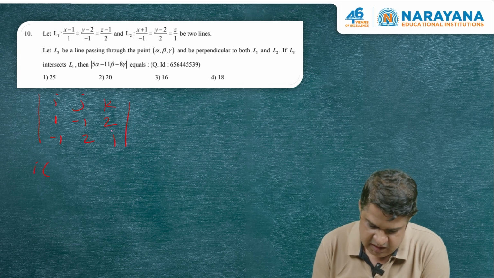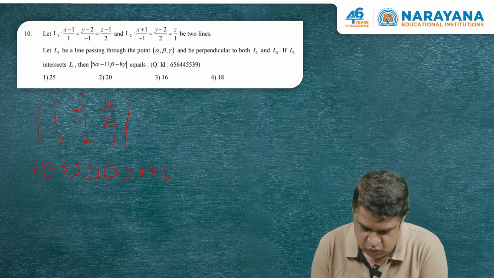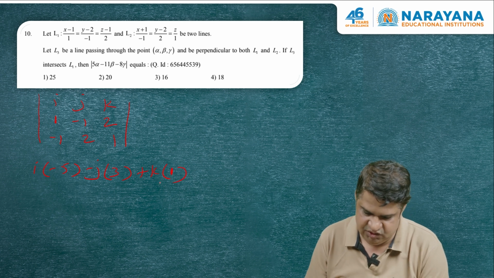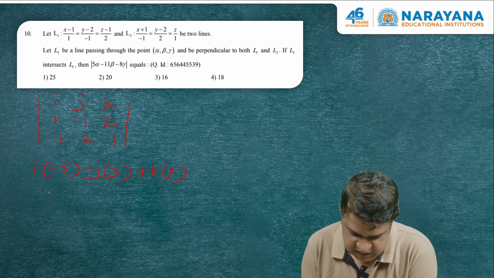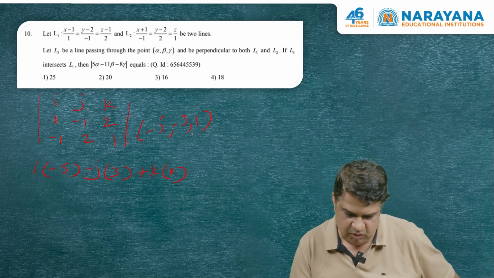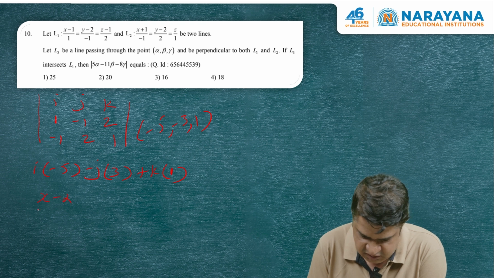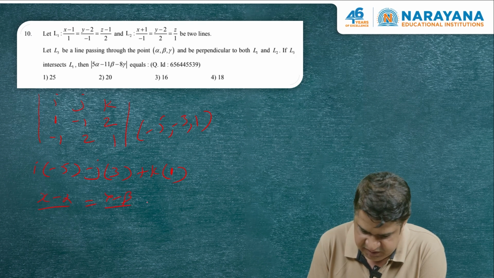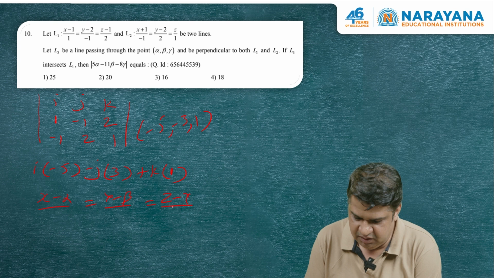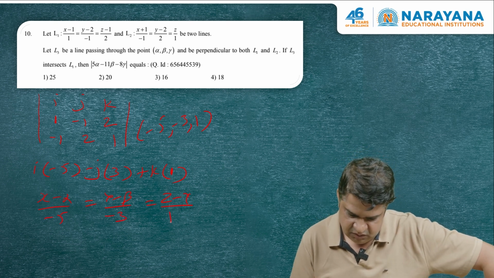i times (-1 - 4), that is -5, minus j times (1 + 2), that is 3, plus k times (2 - 1), that is 1. So the direction ratios we are getting are -5, -3, 1, and the line passes through (alpha, beta, gamma). So the equation is (x - alpha), (y - beta), (z - gamma) divided by -5, -3, 1.